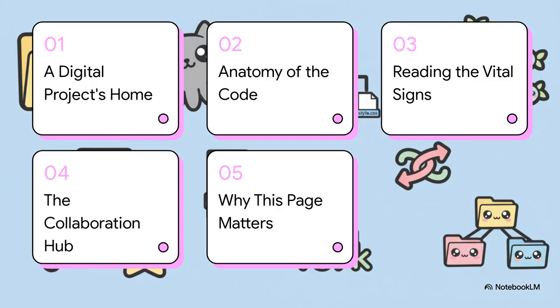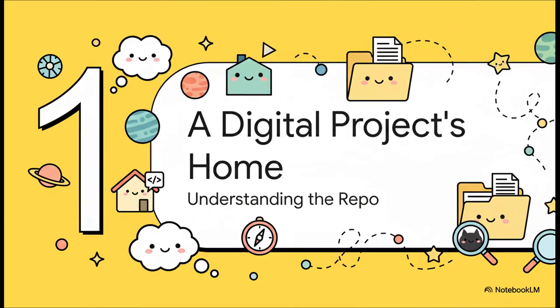So here's the plan. We'll start with a big picture, then peek inside at the actual code. After that, we'll check the project's vital signs, see how people work together on it, and finally, wrap up with why this one page is so incredibly important. First things first, let's get our bearings.